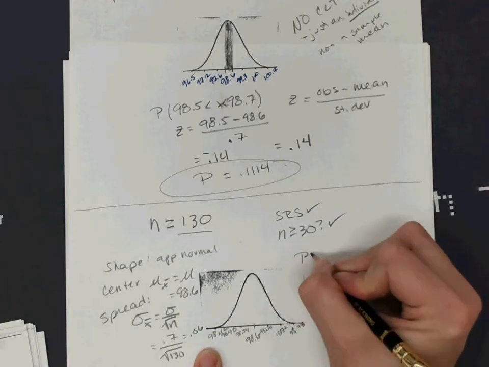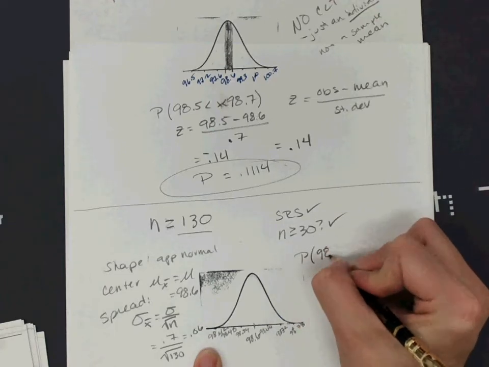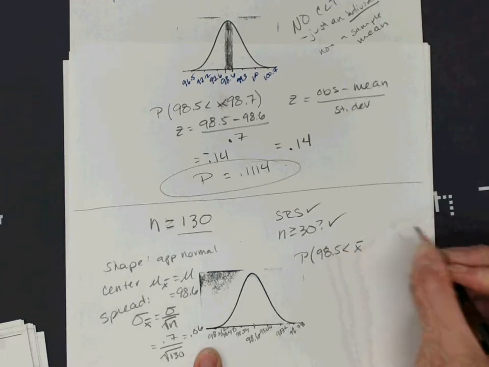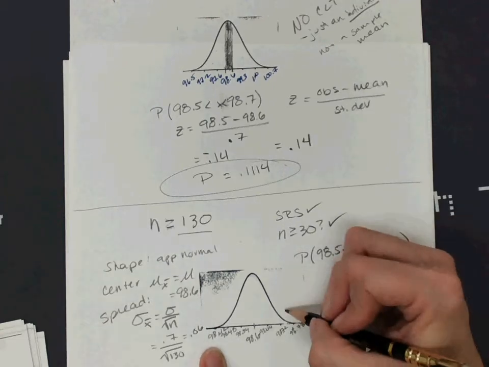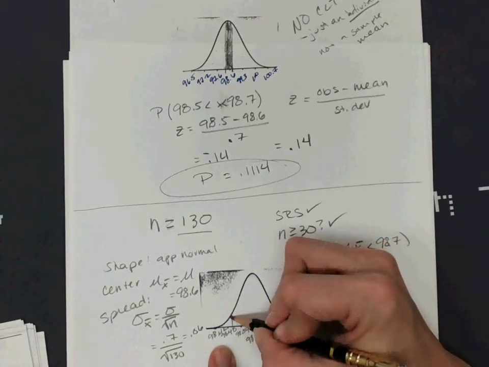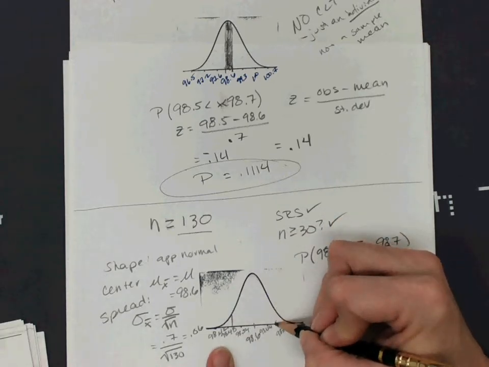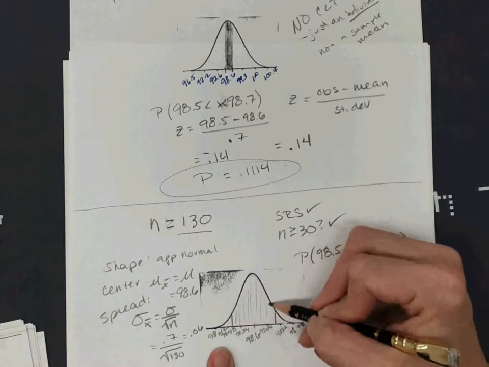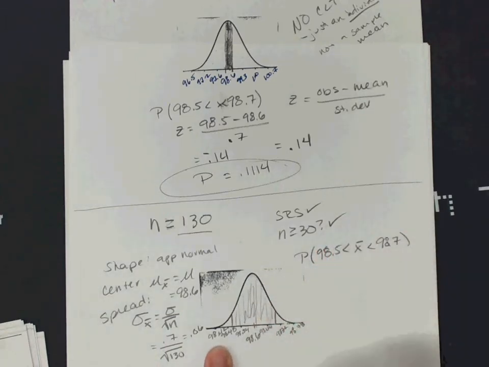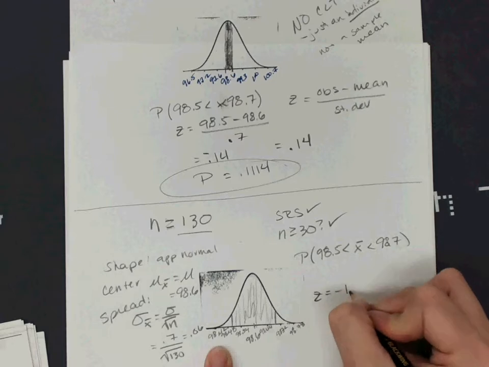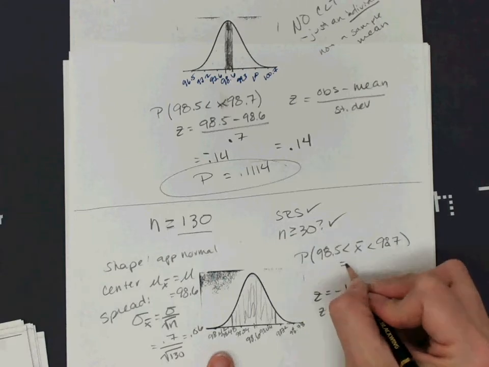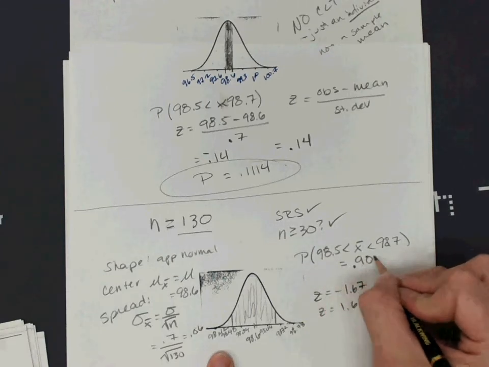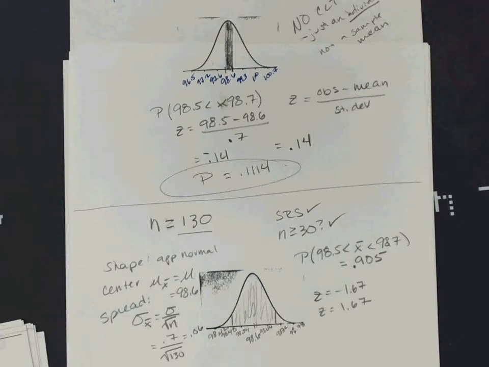Now, if I want to find the probability that a sample mean is between 98.5 and 98.7, remember these are X bars now because I'm looking at a sample mean. When I shade that on my graph, I notice 98.5 is right about here, and 98.7 is right about here. When I do my calculations, I end up with a z-score of negative 1.67 and a z-score of positive 1.67. I end up with that total area being approximately 0.905, 90%. It's a much larger probability.